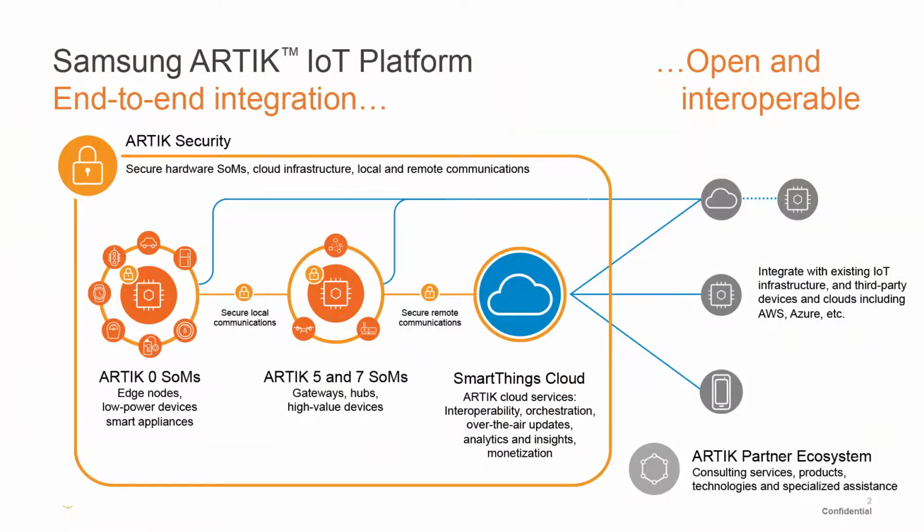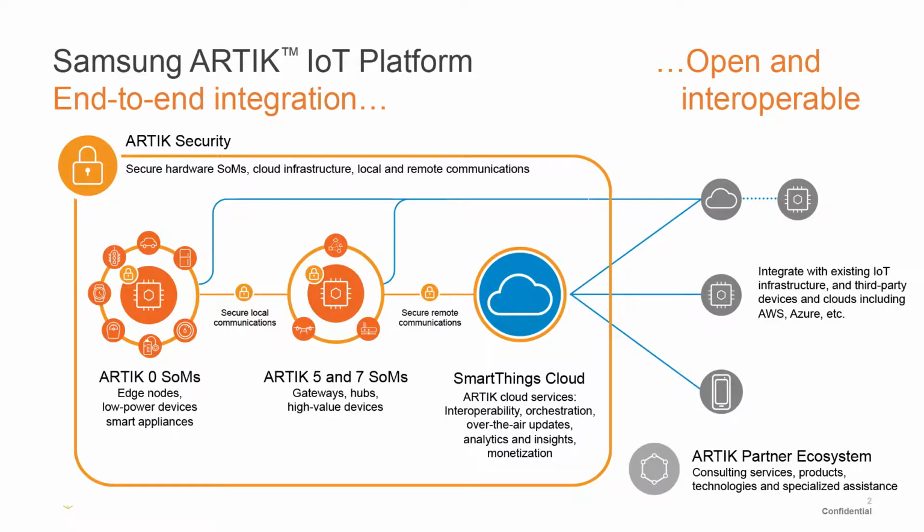In the lower end, we have what we call the ARTIK 0 module. The ARTIK 0 module is to be used in battery-powered, lower power consumption devices, for example your light switch or some small smart home appliances. The module on the left side is what I just talked about, the ARTIK 0 series.